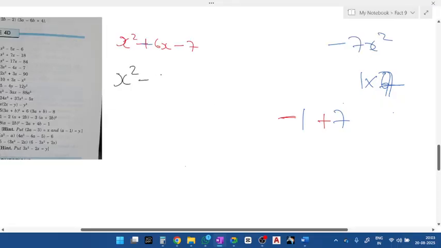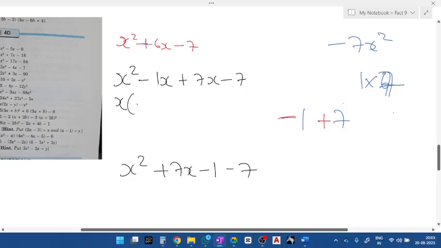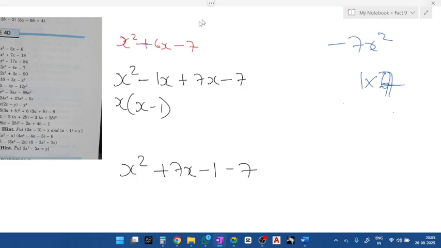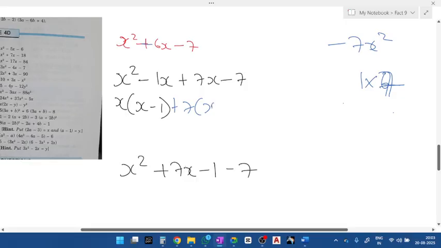X square minus 1x. Tell me, students, plus 7x minus 7. Okay, minus 7. Good. You can write it like this, or you can even take x square plus 7x minus 1x minus 7. Factorize this. What is common? X into x minus 1, plus 7 into x minus 1, or x plus 7 into x minus 1. You can write even 7x in the beginning.